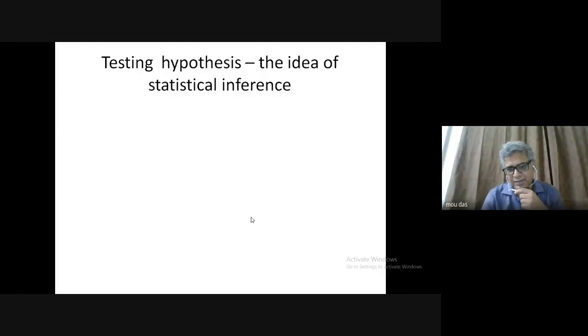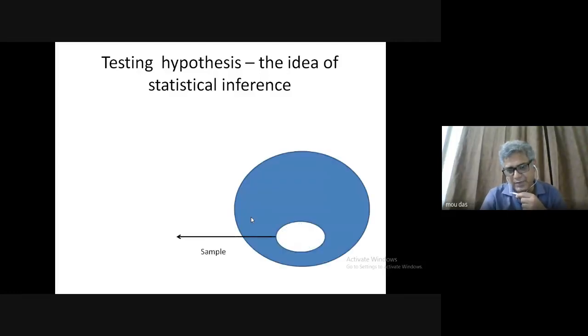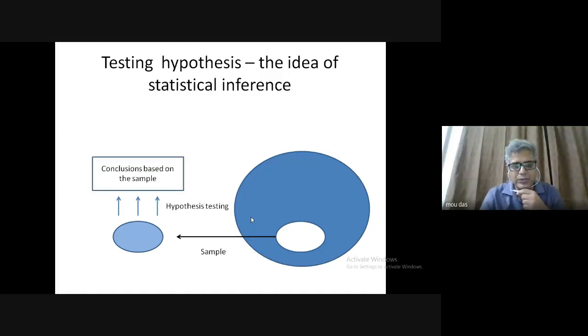So suppose this is a population, we take a sample from that, and in that sample we test the hypothesis. We come to a conclusion based on the sample, and then we generalize that to the population. This is how we do a statistical inference. So here we can see that hypothesis testing is a key point.